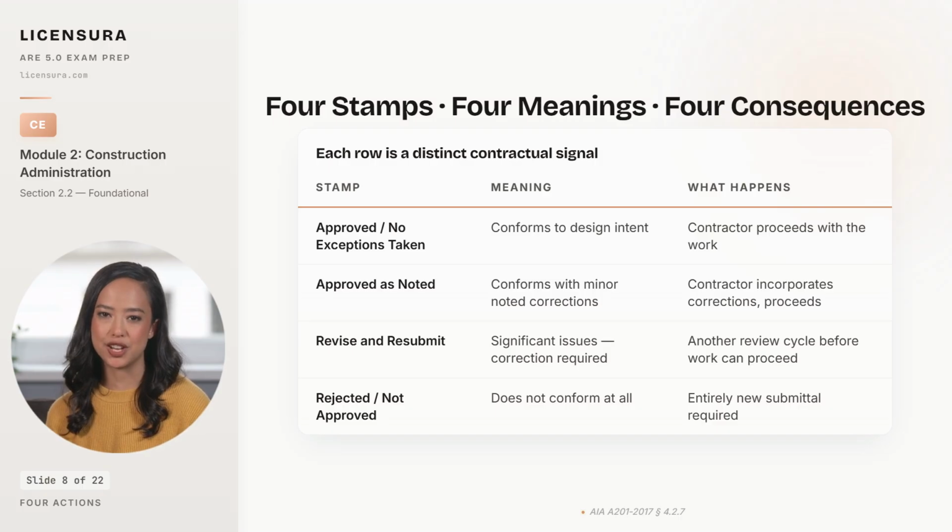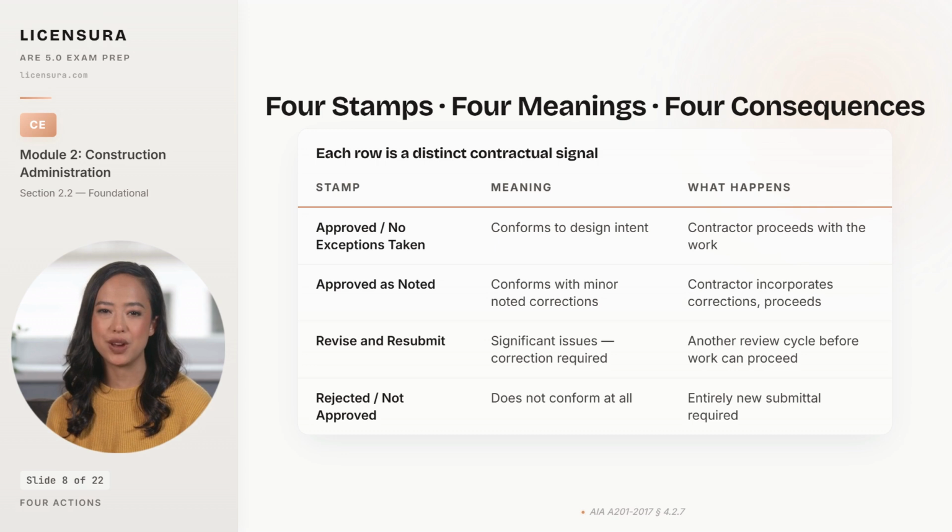Approved, or no exceptions taken, means the submittal conforms to design intent. The contractor proceeds with fabrication or construction as shown. Approved as noted means the submittal substantively conforms, but minor corrections are noted on the face of the submittal. The contractor incorporates the noted corrections and proceeds without resubmitting. Revise and resubmit means significant issues exist.